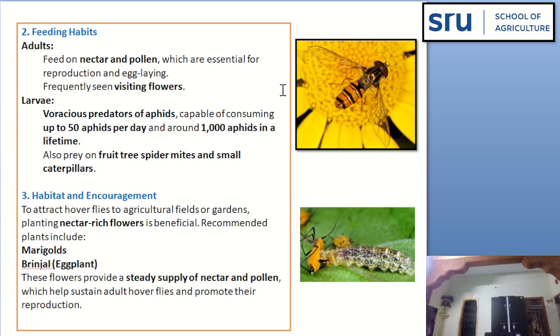Habitat and encouragement: to attract hoverflies to agricultural fields or gardens, plant nectar-rich flowers such as marigold and brinjal. These flowers provide a steady supply of nectar and pollen and attract the adults of the hoverfly.